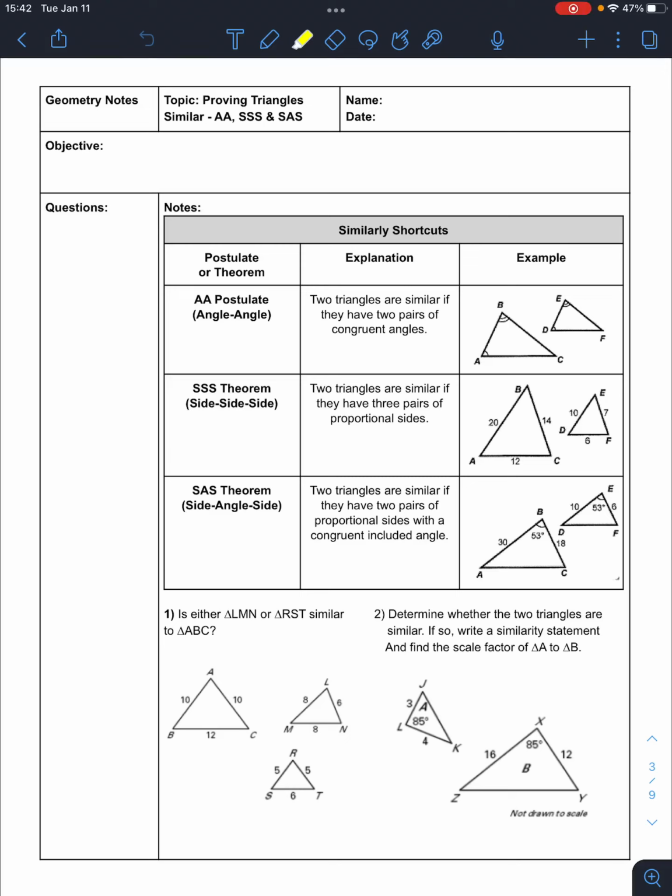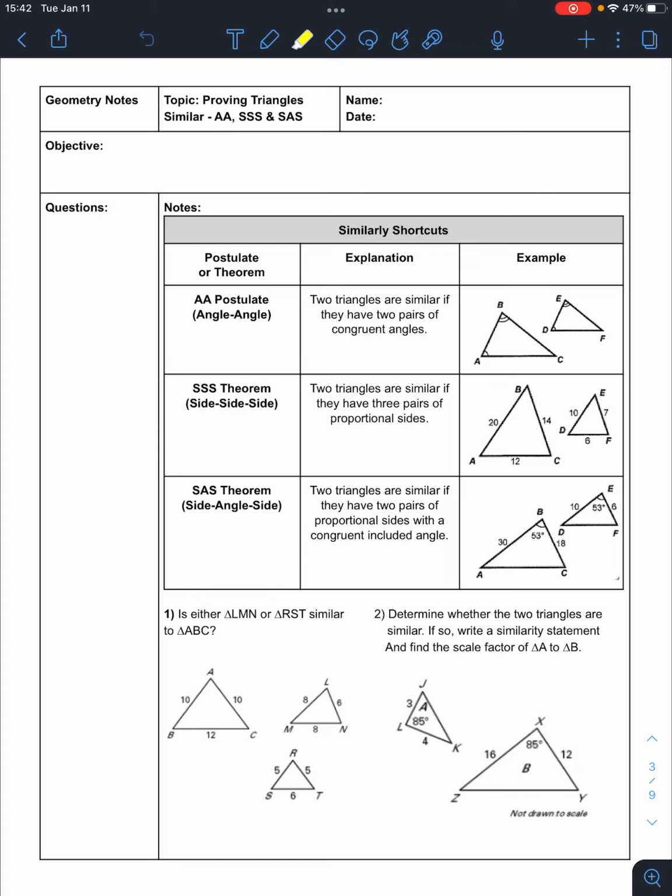We recently talked about how to set up proportions with triangles that are similar given that they have a similarity statement. So we are going to run into some situations where we don't have a similarity statement, but there are going to be other ways for me to tell how the sides match up. And in this case, what we're going to talk about today is how to prove triangles are similar.